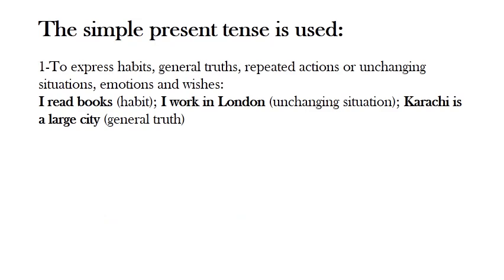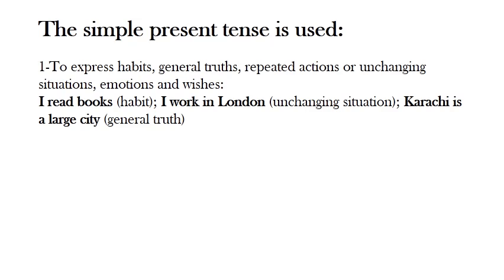Here we will talk about the usage of simple present tense. The simple present tense is used to express habits, general truths, repeated actions or unchanging situations, emotions and wishes. There are some examples mentioned over here.